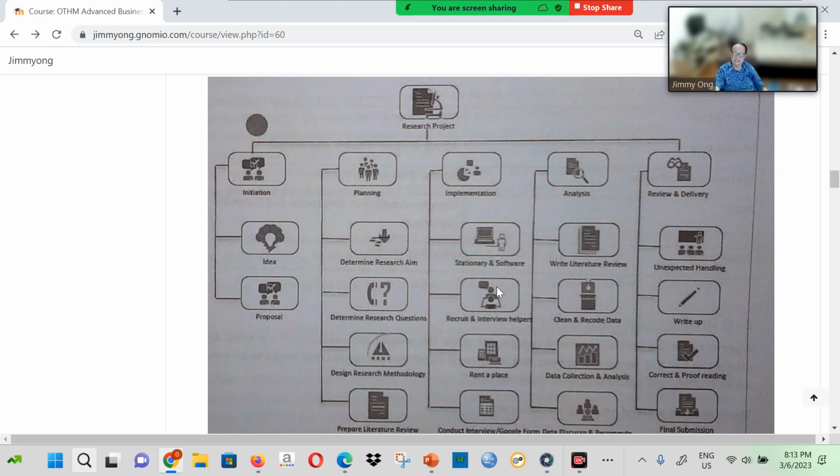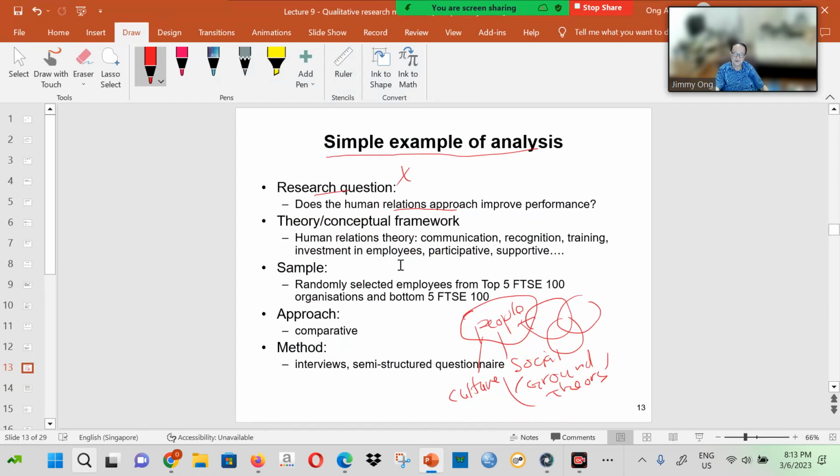This is not a flow chart. This is just a simple categorization. Okay.